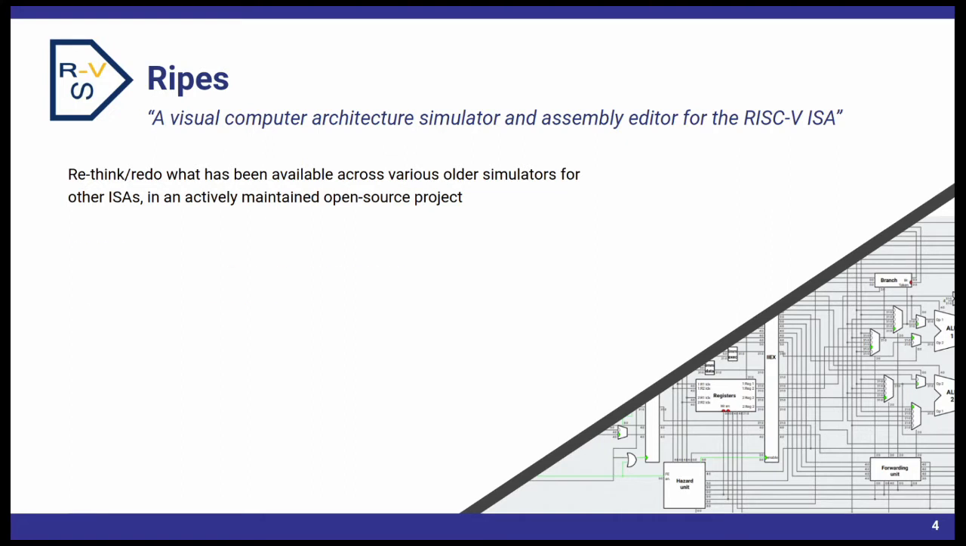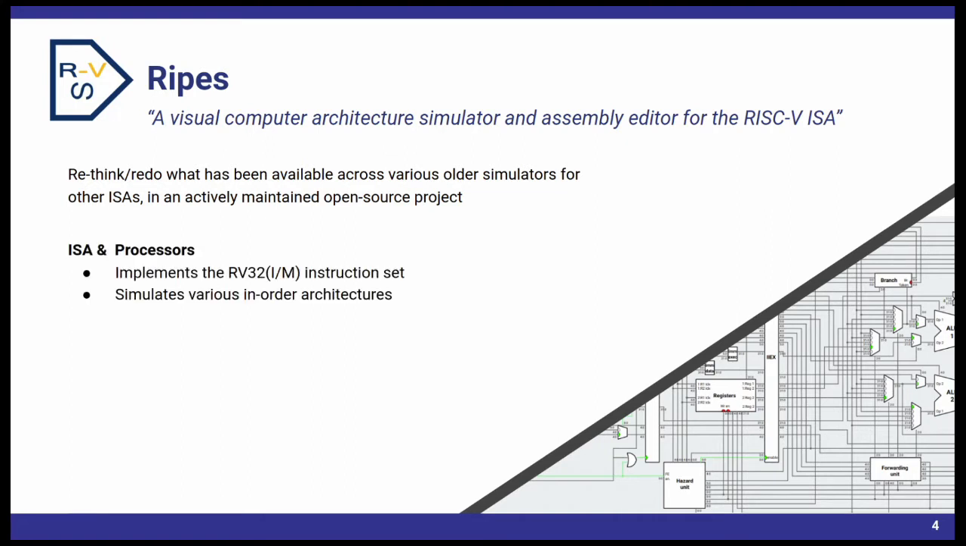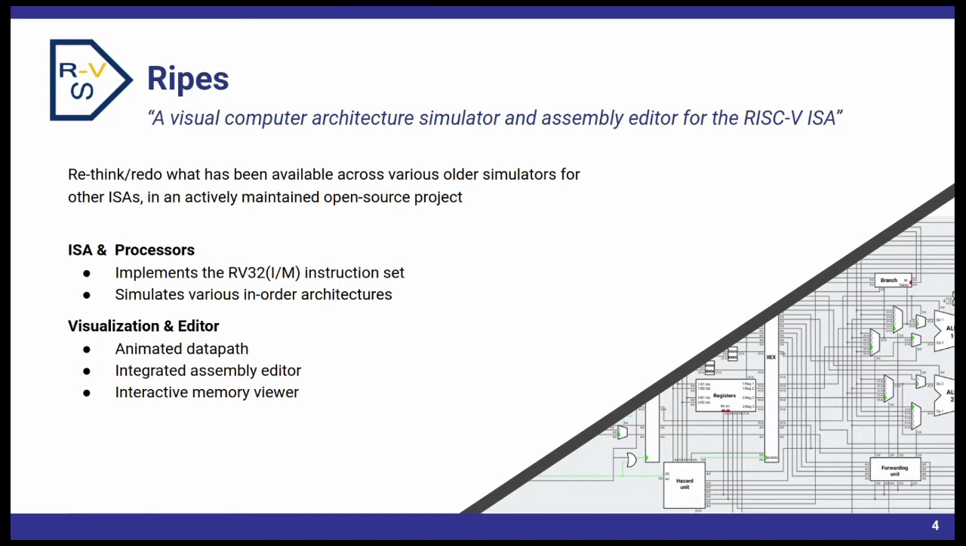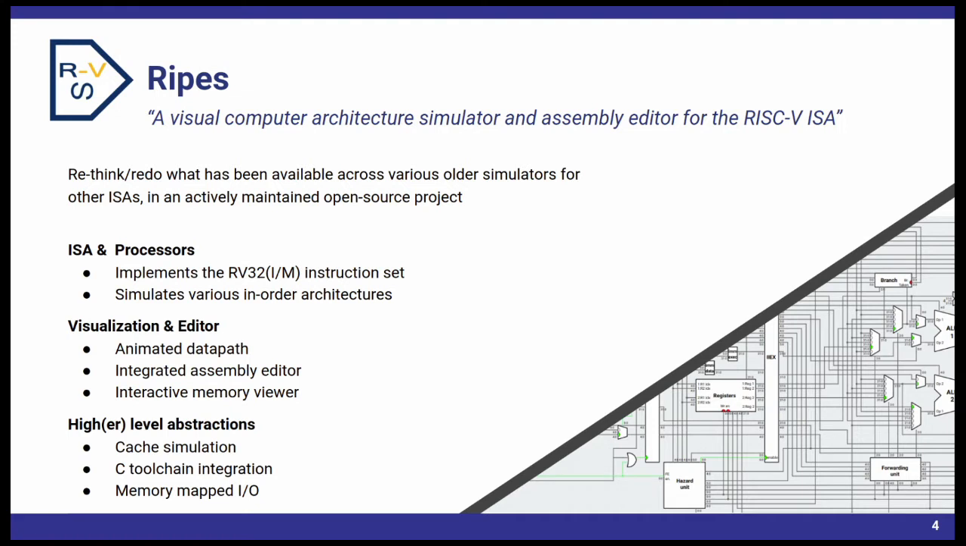Now, in terms of specific features, RIPES currently implements the RV32IMC instruction sets. A few different processor models are available to show different design points, from single cycle to pipelined and multiple issue processors. And the main point of RIPES is to provide a visual simulator. So in this, we want to show the state of the data path during program execution, where we want to highlight things such as multiplexer operand selection, pipeline stage stalling and clearing, and so forth. There's also an integrated assembly editor and a memory viewer inside. And various higher level concepts can also be explored, such as cache simulation, compiling and executing C programs within RIPES, as well as support for memory mapped I/O.